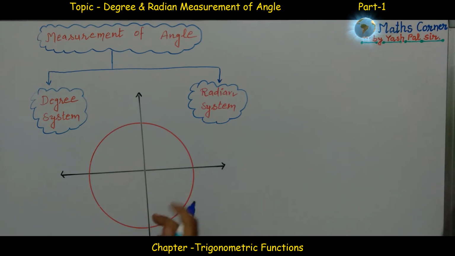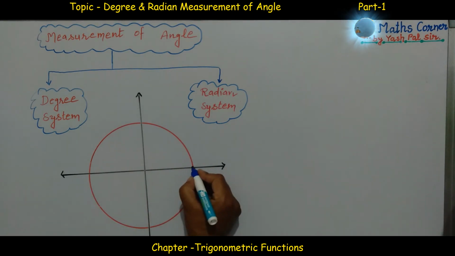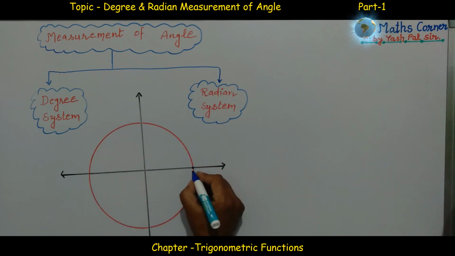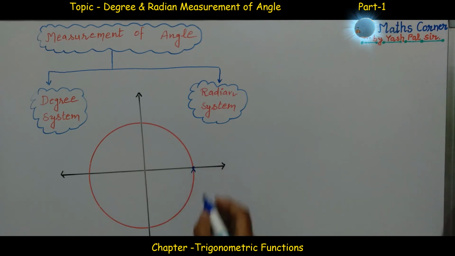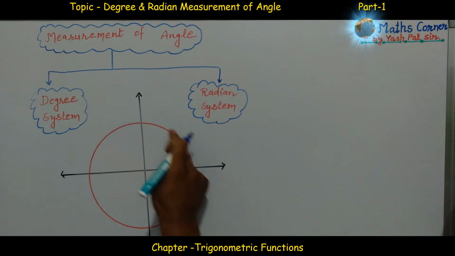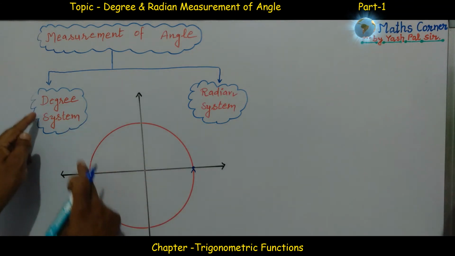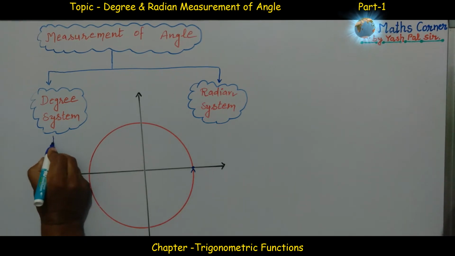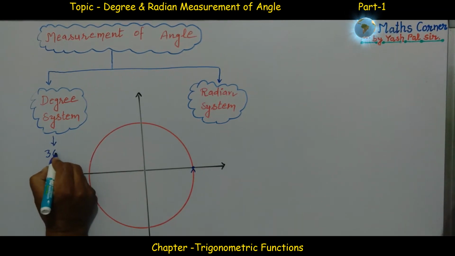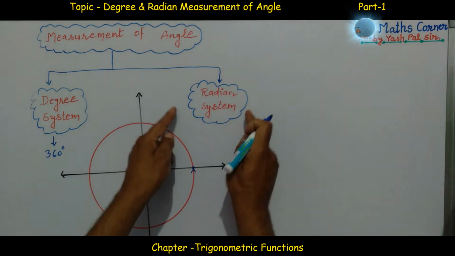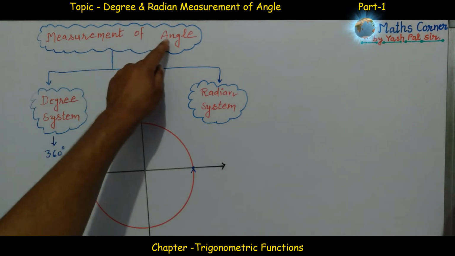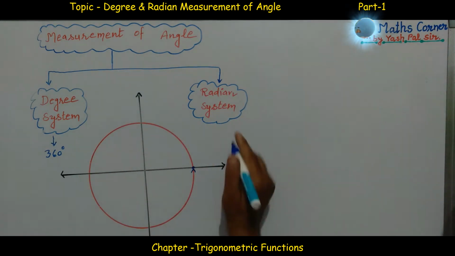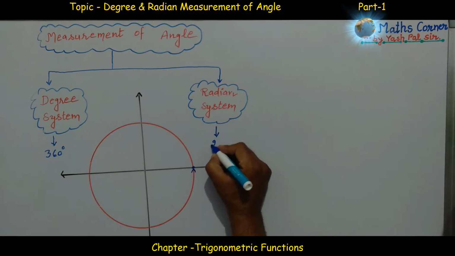Now one complete rotation starting from this point anti-clockwise this way. If we are taking the concept of the degree system, then this one complete rotation is called 360 degrees. But in case of the radian system, when the measurement of angle is in radians, then this one complete rotation is called 2 pi radian.